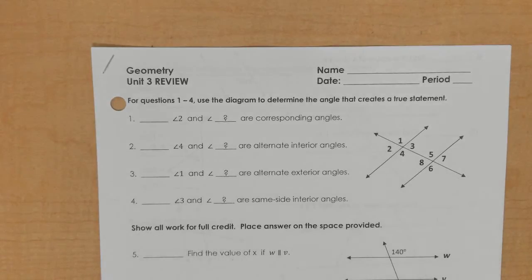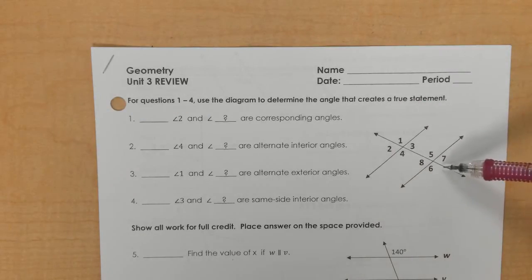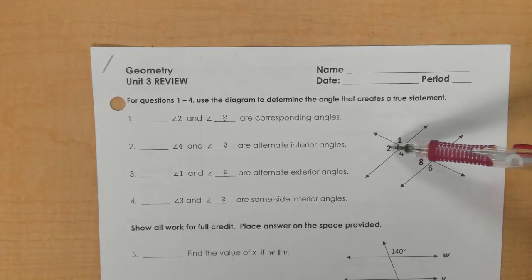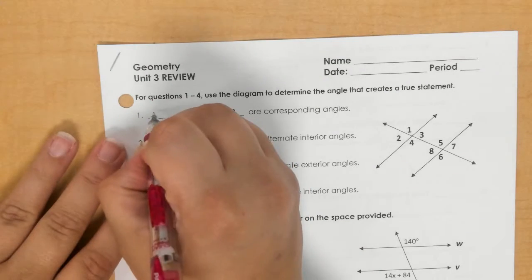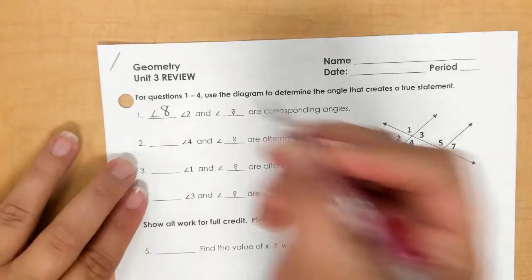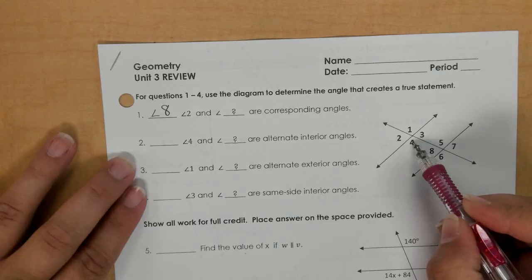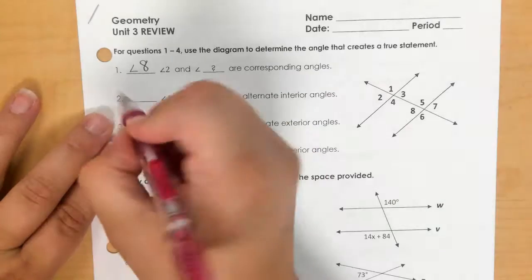Unit 3 review. Number 1 through 4, you're just identifying what types of angles are over here. So angle 2 and what are corresponding angles? So here's 2, so angle 8. For number 2, 4 and what else are alternate interior angles? So that would have to be 5.